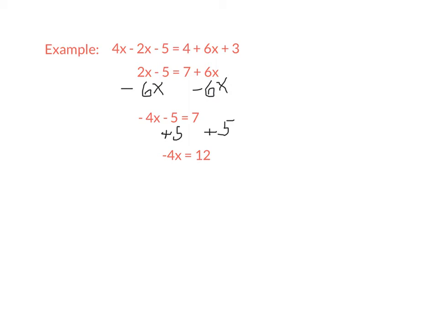So if I divide the left side by minus 4, and I divide the right side by minus 4, I end up with my final answer of x equals minus 3. Now I can go back and check this on the original to see that it is a solution, but I think you will find that this is a solution for this particular equation, 4x minus 2x minus 5 equals 4, plus 6x plus 3.